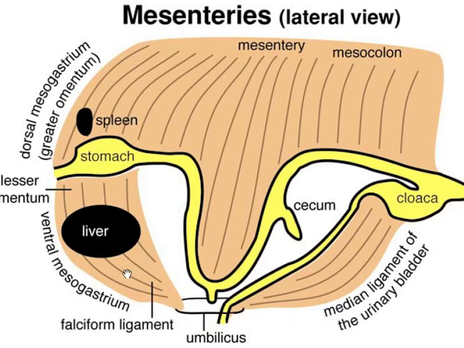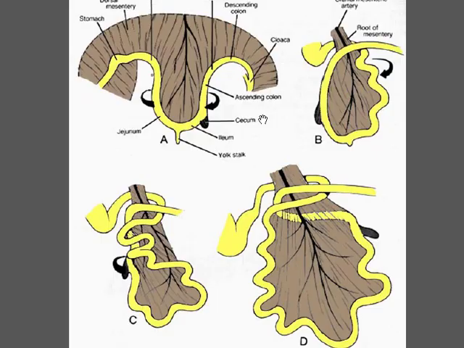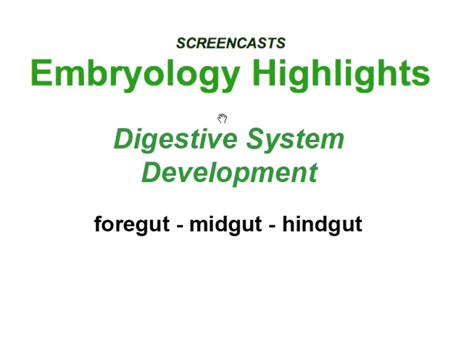This image shows that a root of the mesentery is formed as the gut rotates 360 degrees around the future cranial mesenteric artery. Also, the mesentery, the mesojejunum, mesoileum, greatly expands as the jejunum and ileum elongate. This concludes this embryology highlights screencast dealing with development of the foregut, midgut, and hindgut.